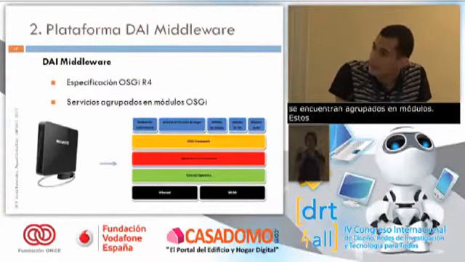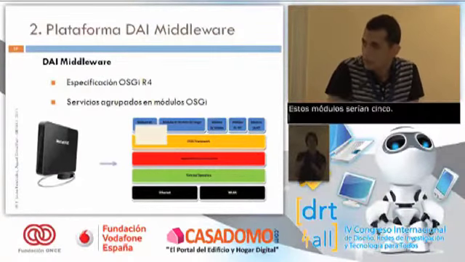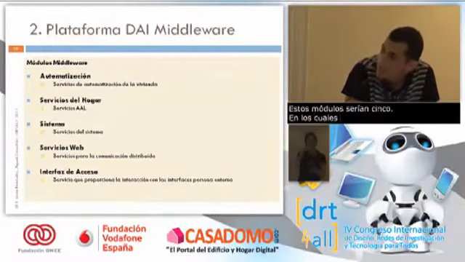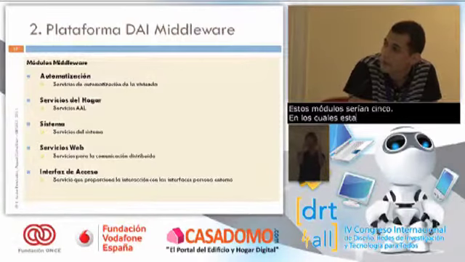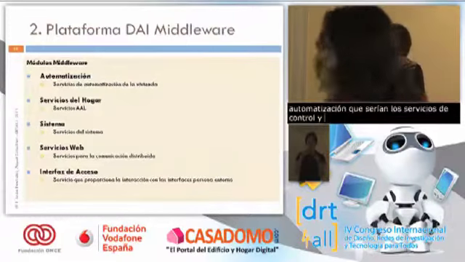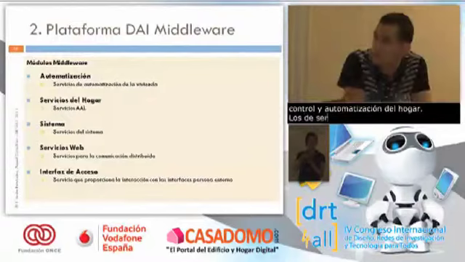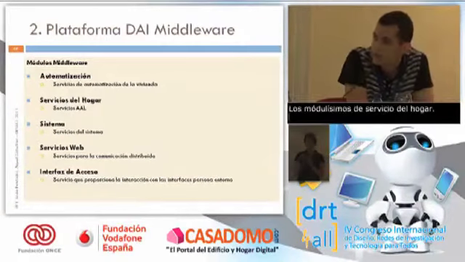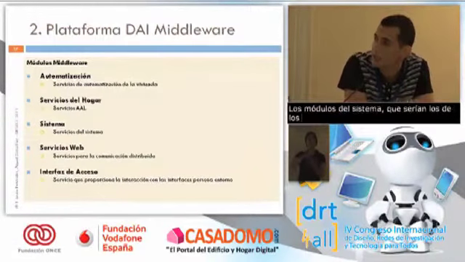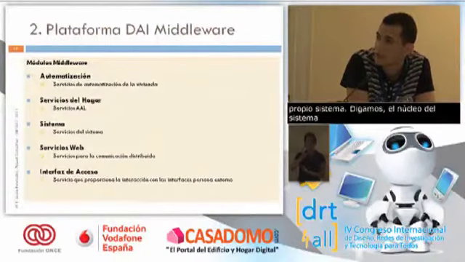We have a total of 5 modules. This includes the automation modules, which is control and automation of home services. Then home services modules, these are services for assisted living. Then we have the system modules. Those are the system itself, which is the core of the DAI system.